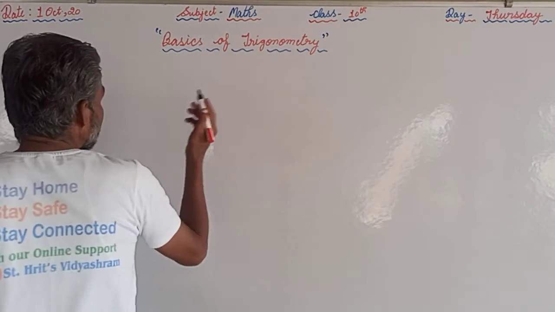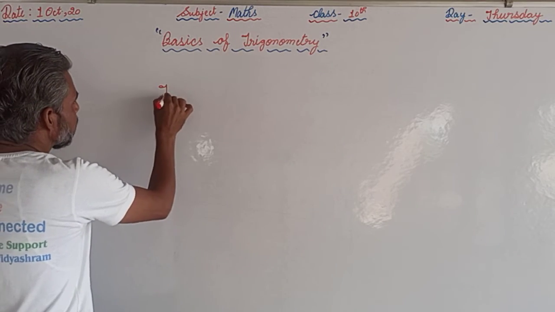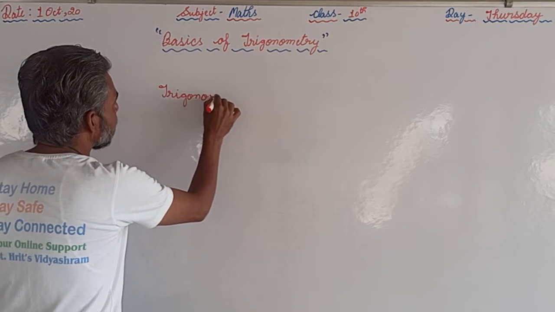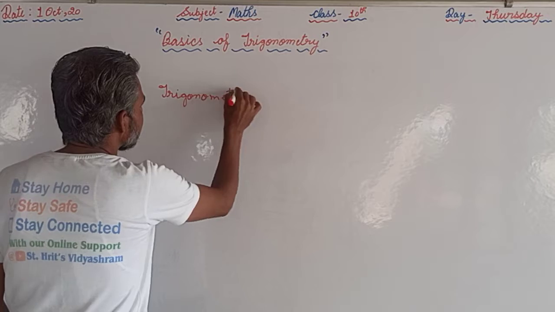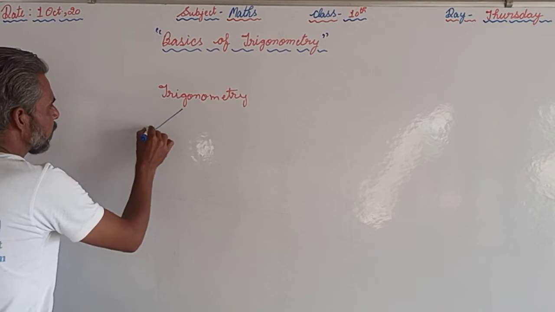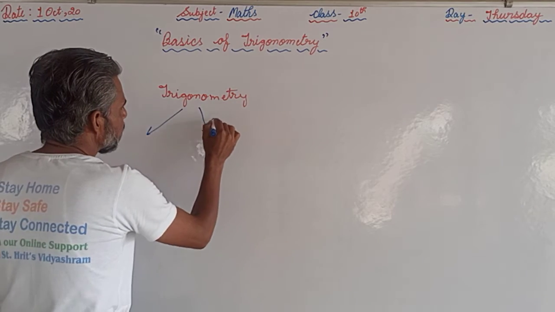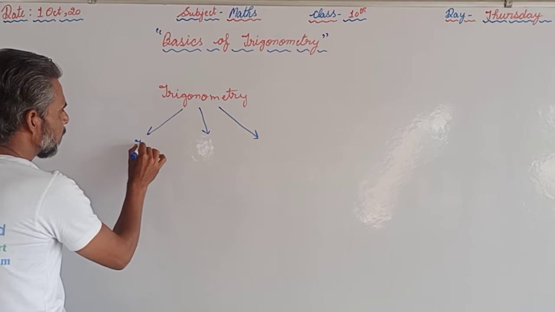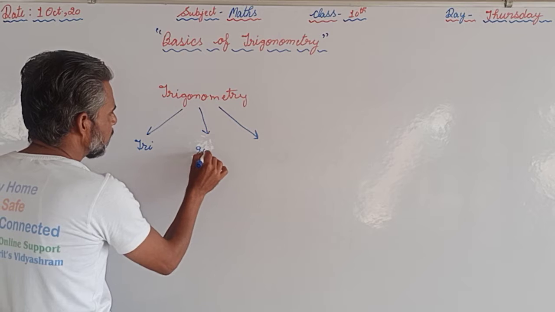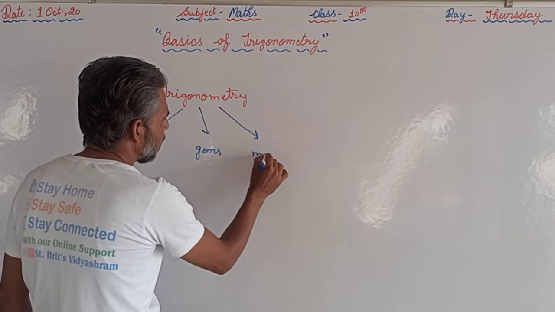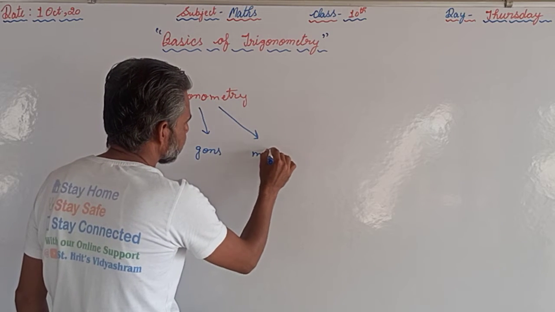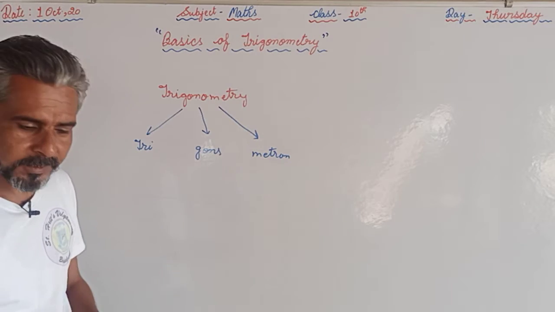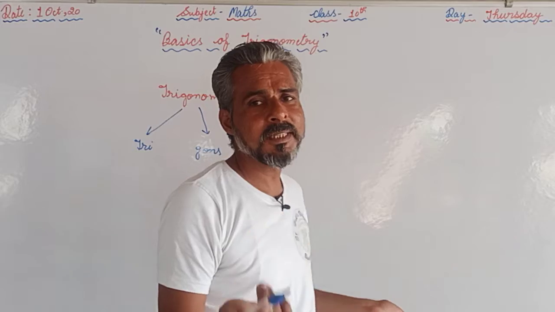First of all, we should know what is trigonometry. Trigonometry is basically made up of three words, or we can split it into three words: tri, guns, metric. Tri means three, guns means side, metric means the measurement. Means measurement of three sides.